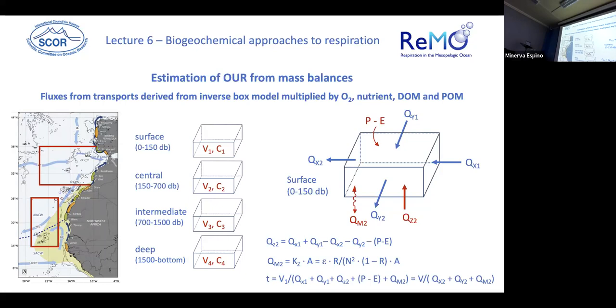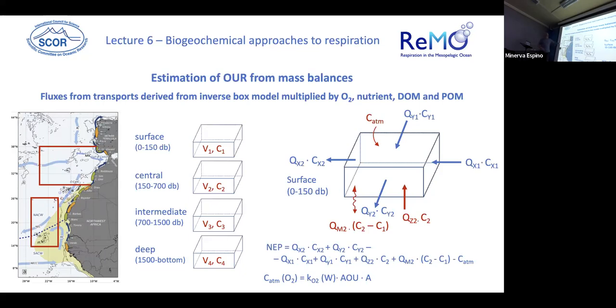You can calculate, or one of the most interesting things that you can calculate is the time that the water is in each of these boxes, because it gives you the time scale that you are considering in your oxygen utilization rate calculations. And the way to calculate the time is just taking the volume and dividing by all the entries or all the output. Okay?